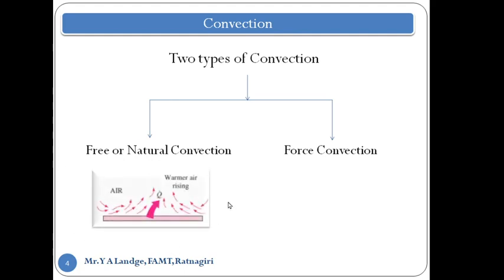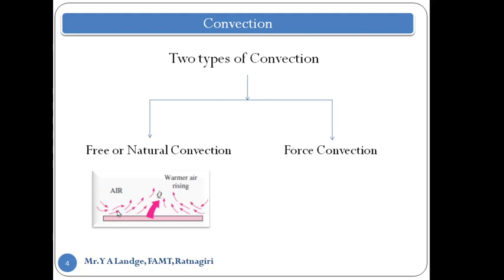So look at this diagram. Here it is showing a hot plate having a temperature of 50 degrees Celsius. The heat transfer rate takes place as Q. Surrounding the plate there is air, a cold air.